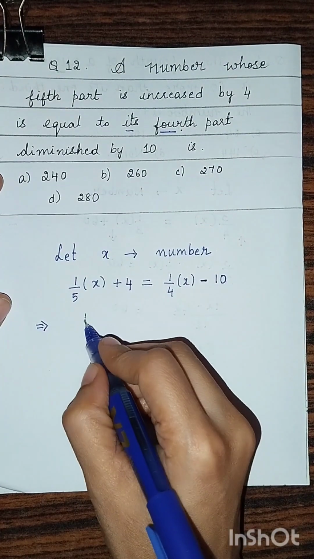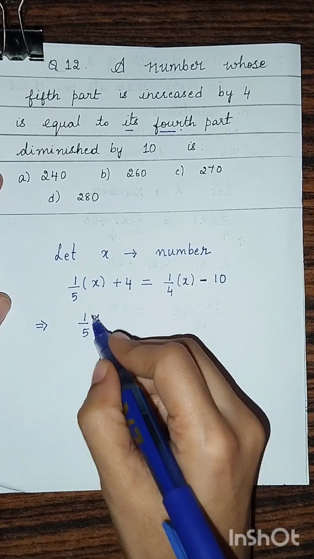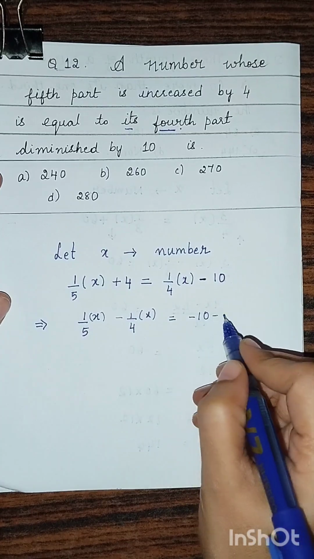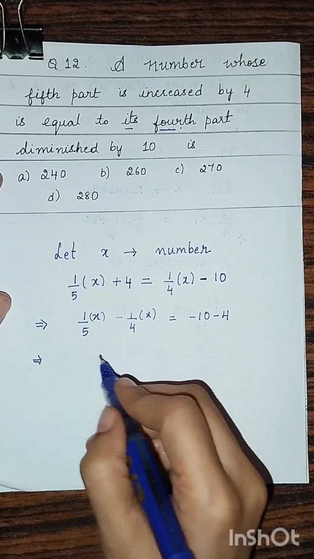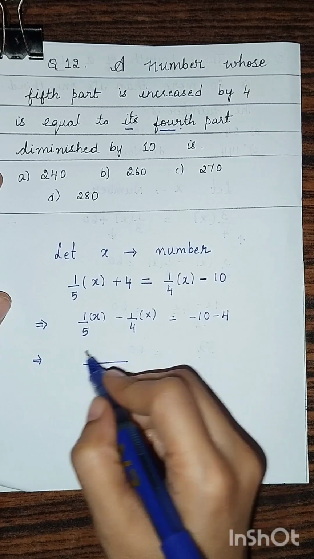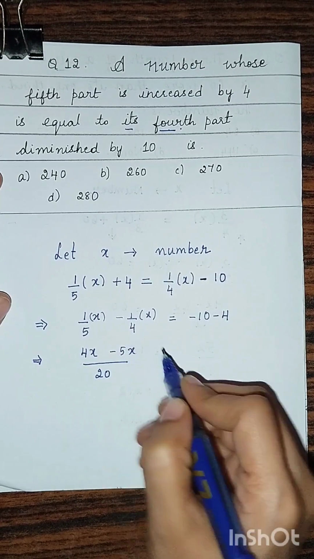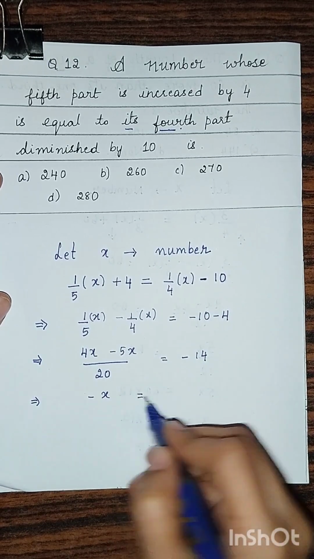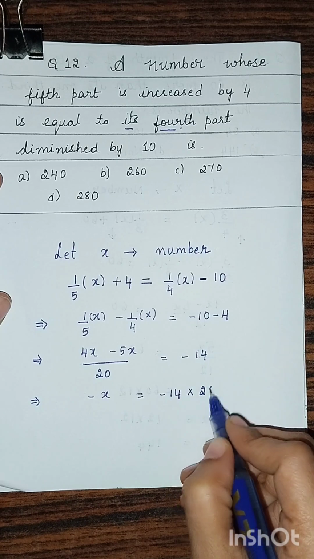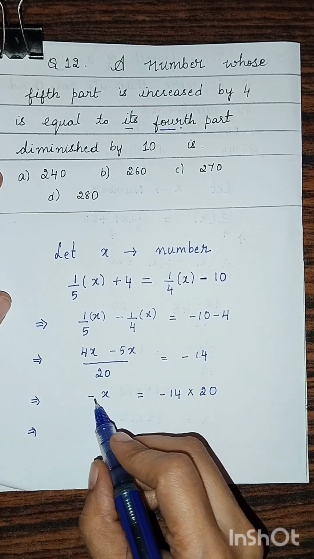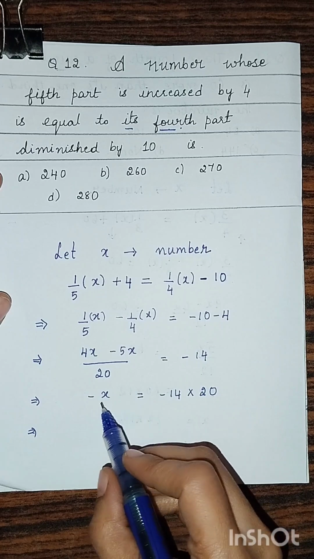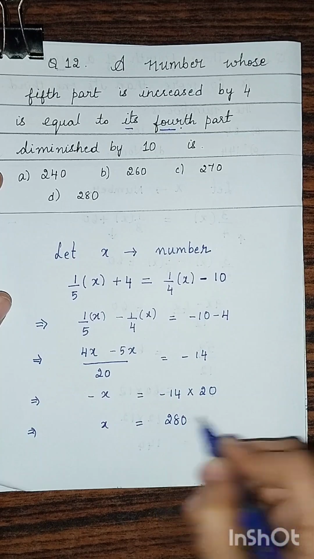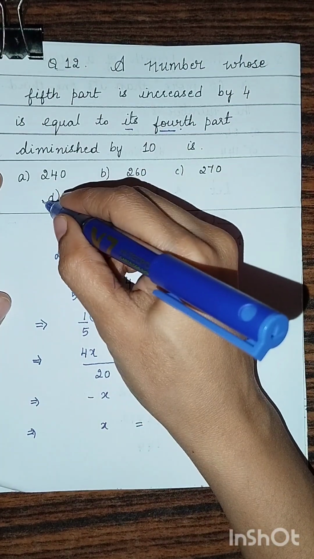Let us bring all the like terms on one side. So 1 by 5 into x minus 1 by 4 into x is equal to minus 10 minus 4. The LCM will be 20. So here you will get 4x minus 5x is equal to minus 14. So minus x is equal to minus 14 times 20. Therefore minus 1 and minus 1 will get deleted. So x will be equal to 14 times 20, which is 280. So the correct option is D.